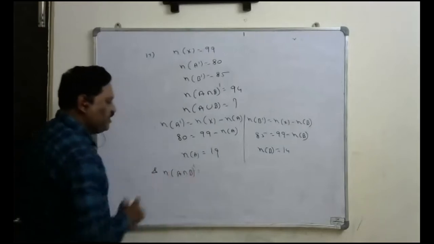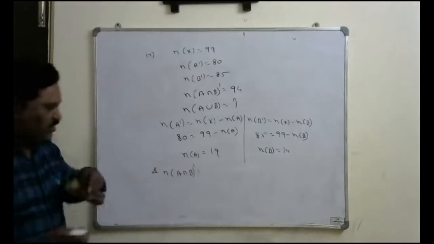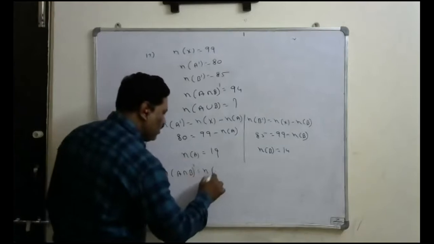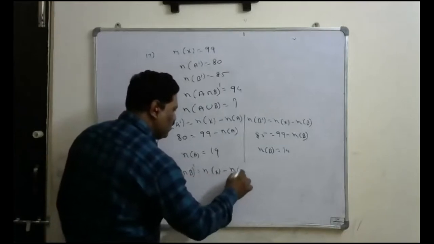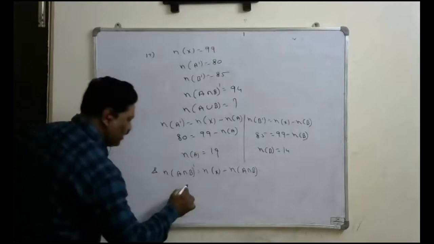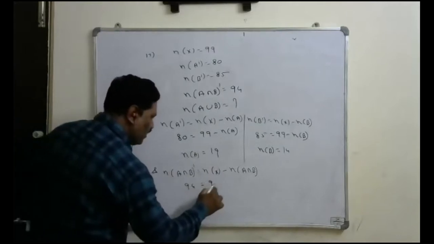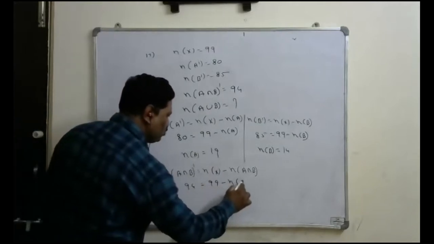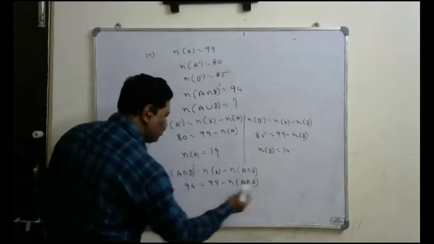Now, n of A intersection B whole dash is given. n of A intersection B whole dash means the number of elements available in the universal set but not in A intersection B. This is the formula for it. So 94 is equal to 99 minus n of A intersection B. Therefore, what is n of A intersection B from this?